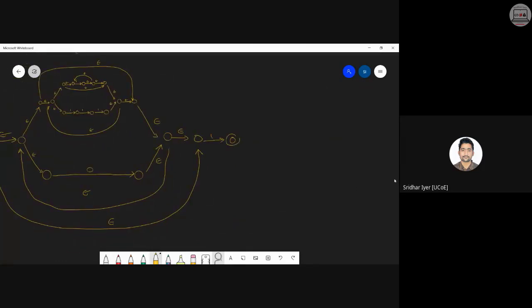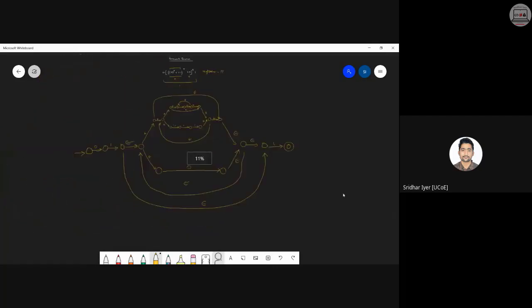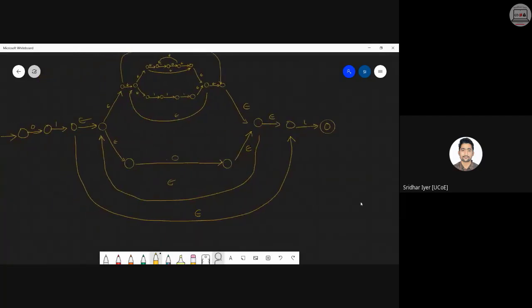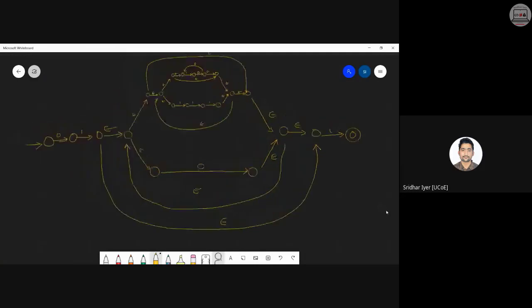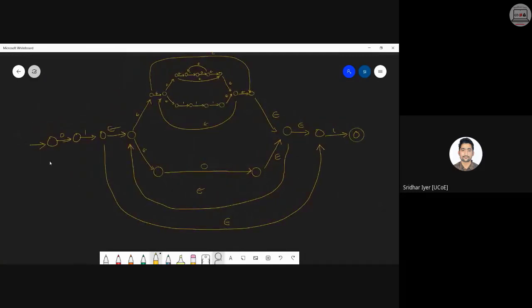Okay, this is your final diagram. So now count the states. Obviously, there are many. Just count the states and let me know how many are there. I got the answer as 22, so let's just compare and check whether it's correct or not.